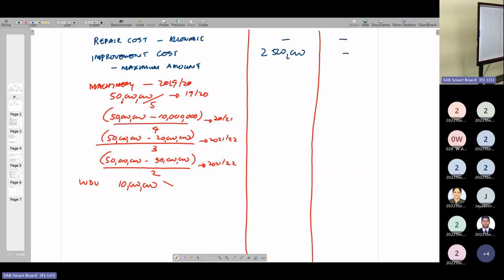On that, how much can we deduct? How much can we deduct? 20%, right? 20%. So what's the amount we can claim? 2 million.